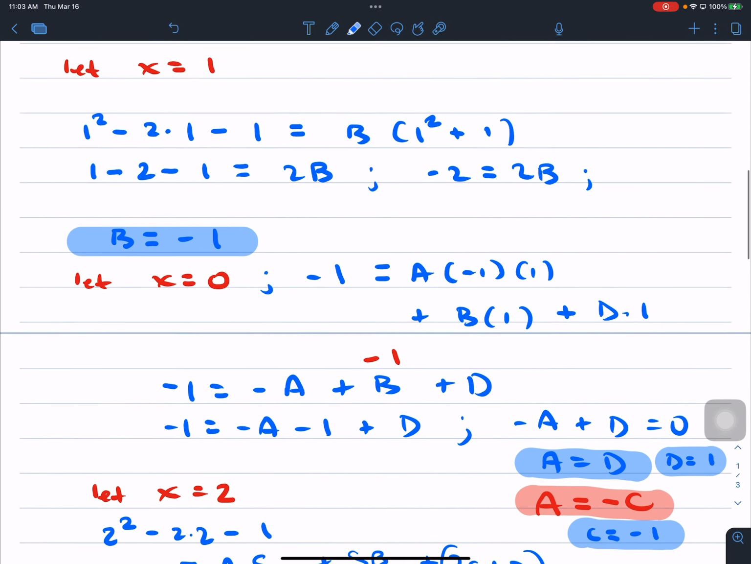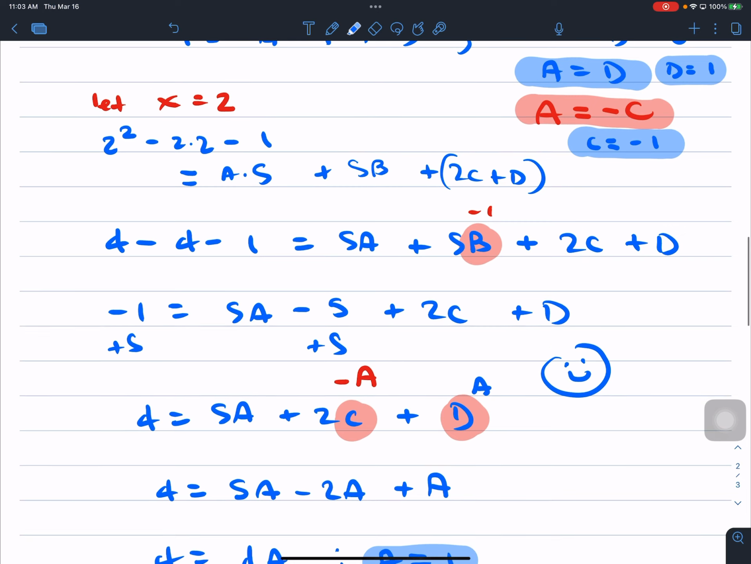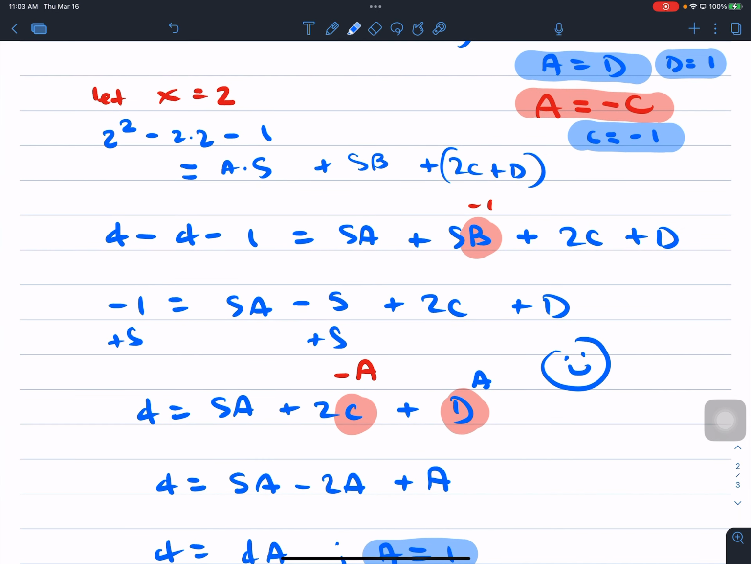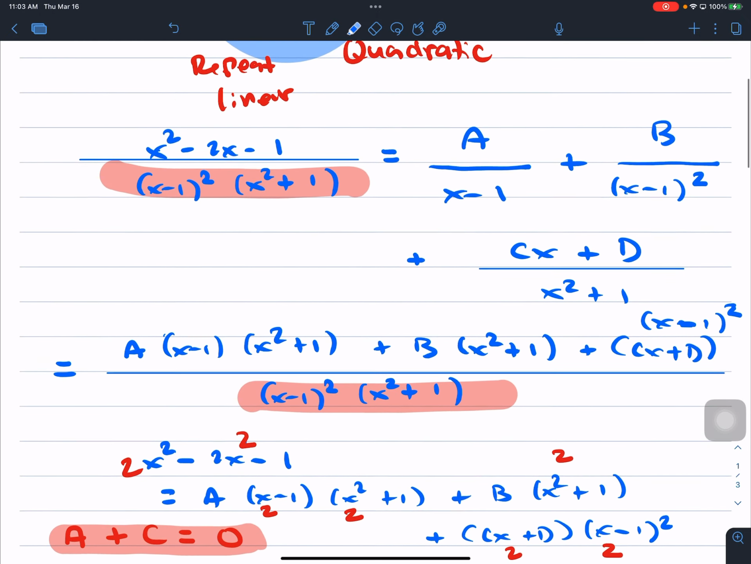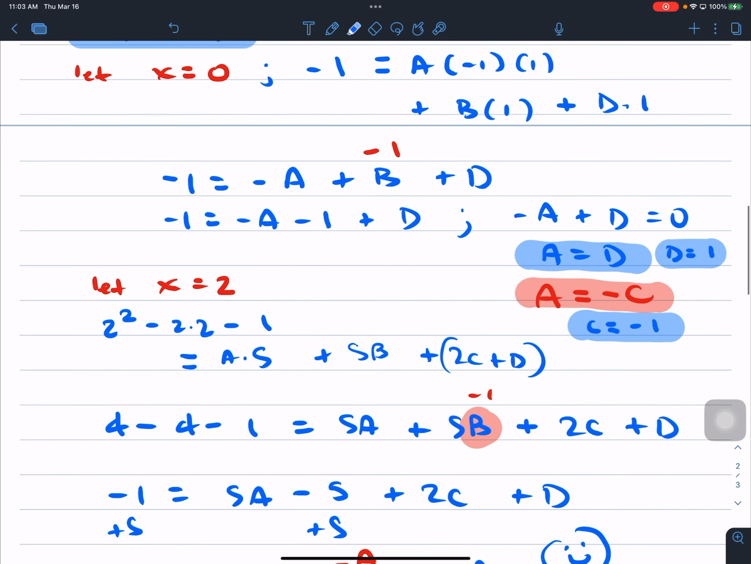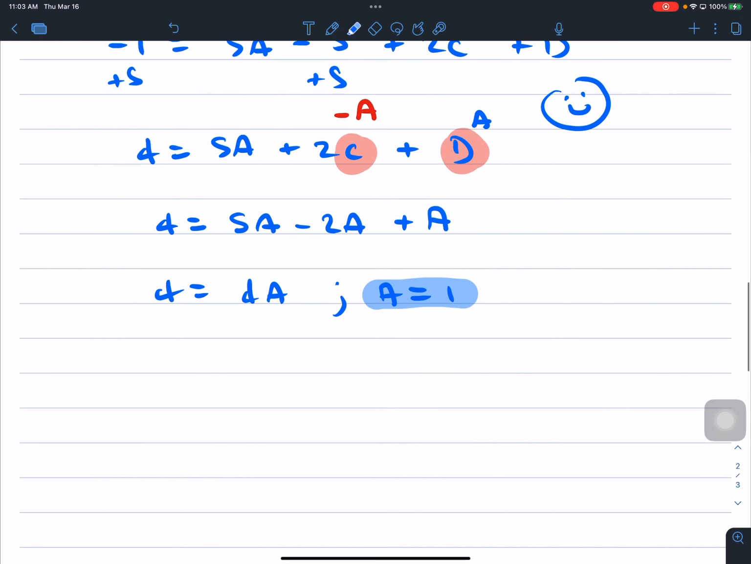So, moral of the story, ladies and gentlemen, I did a combination of those two approaches, and it's going to work out. And now I get to plug in the values for A, B, C, and D. Now, what is A? Forgot. A is 1. Is that true?